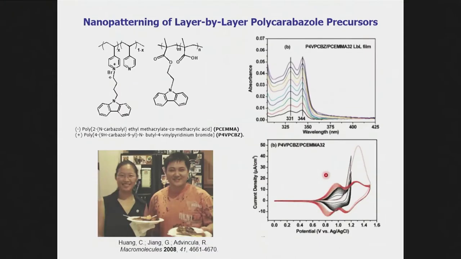One of the works that we did back then was to use polyelectrolyte layer-by-layer deposition to make very controlled film thicknesses. I had my student, Cheng Yu Wang, synthesize these two polymers: a polyvinyl pyridine with a carbazole group, and a polyacrylic acid with a carbazole group. So you alternate layer by layer by layer by layer, okay? You see an increase in the UV-vis absorption as you go to thicker films. We then electropolymerize, or cross-link, these carbazole groups to form a polycarbazole, with cyclic voltammetry oxidation waves. The oxidation starts at 0.6 volts.